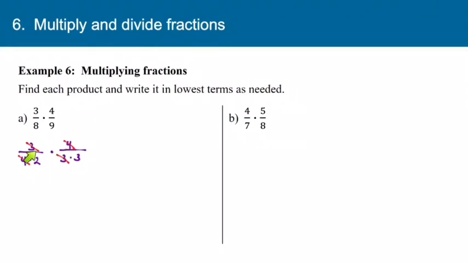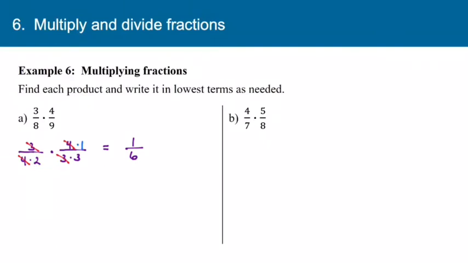And now it appears that there are no numbers left in the top, but we know that whenever all the top numbers are crossed out, there's always a 1 there, because any number can be written as times 1. And so now we have 1 over 2 times 3, and 2 times 3 is 6. And so if you learn to multiply fractions by doing your crossing out first, then your answer will always come out simplified.